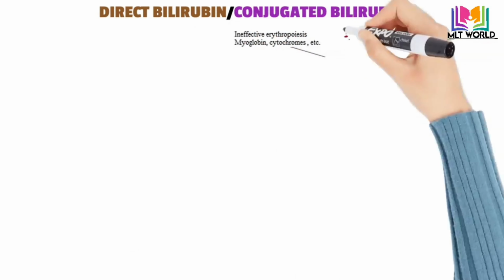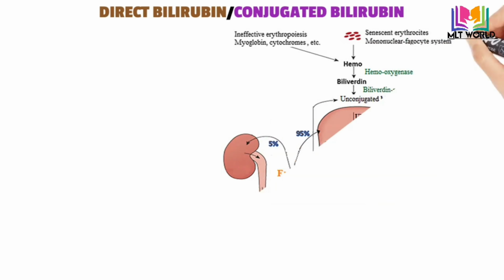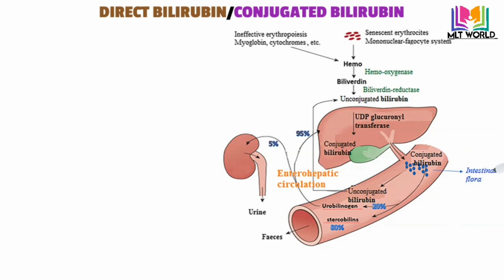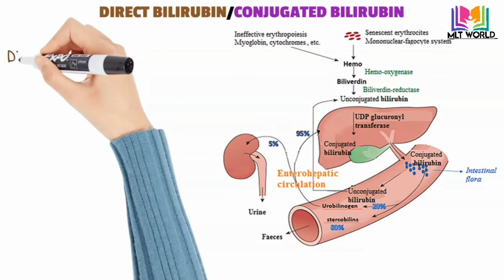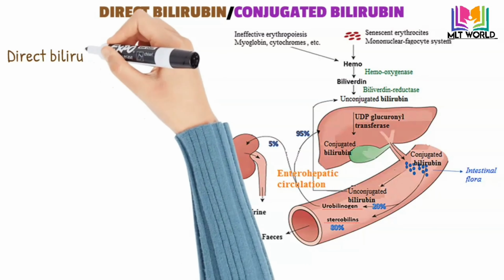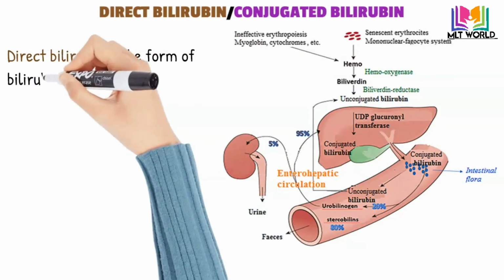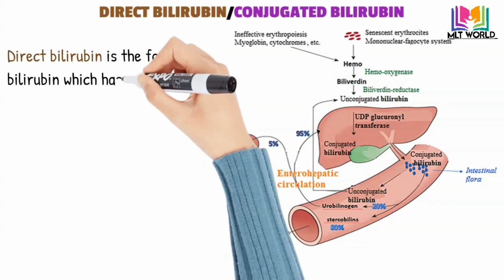Next is direct bilirubin, that is also called conjugated bilirubin, as there are two types of bilirubin, direct and indirect. When RBCs break down and release bilirubin, this bilirubin enters the liver and conjugates with glucuronic acid, and it is called direct bilirubin, and then it will be excreted through the small intestine.